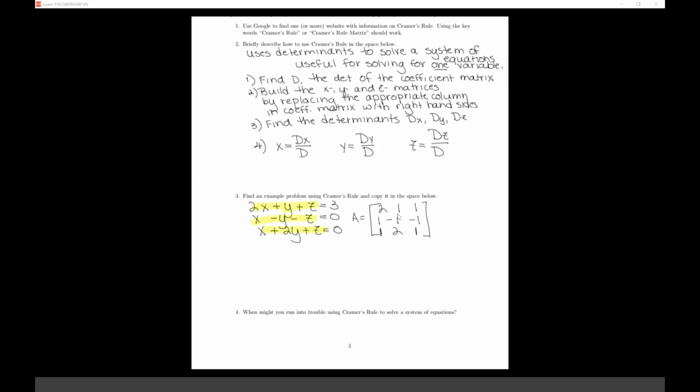Okay, not the right-hand sides. Okay, that's how you're going to get a square matrix out of it. Okay, anybody have questions about building the coefficient matrix?